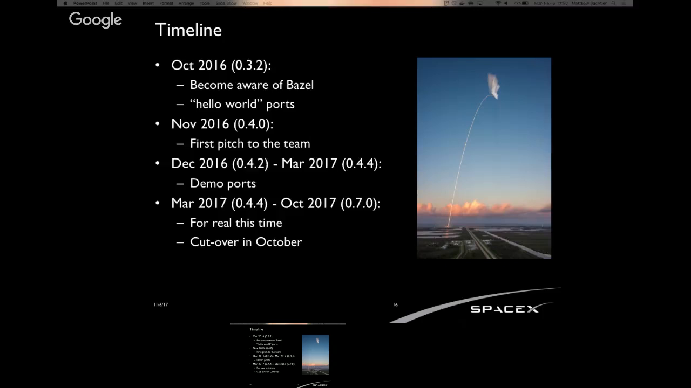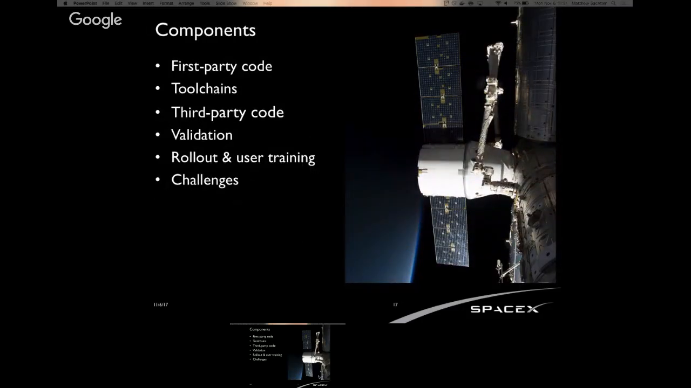So in March of this year was when we kind of set the demos aside and said, okay, we're going to do this for real. We're going to code review everything, go through testing, and get it committed. And finally, just about a month ago is when we did the real cutover to production of using Bazel as the primary build system.